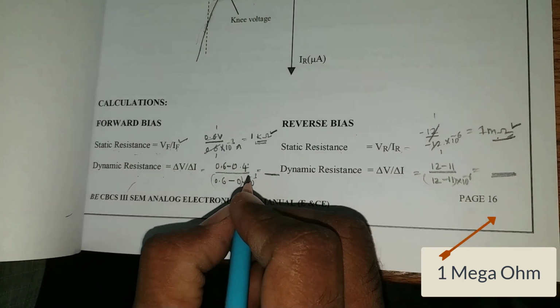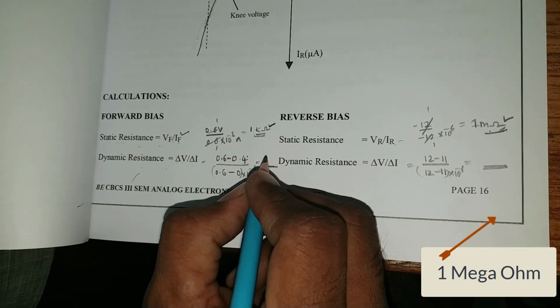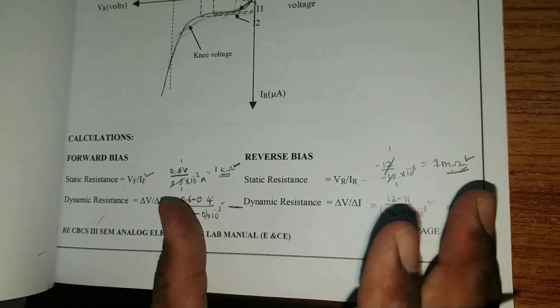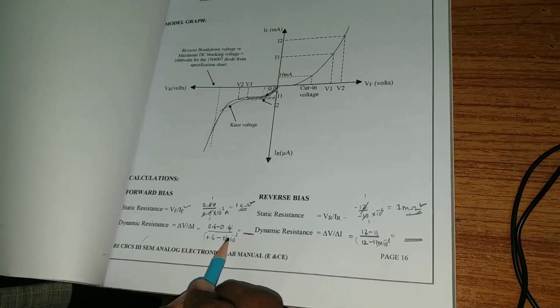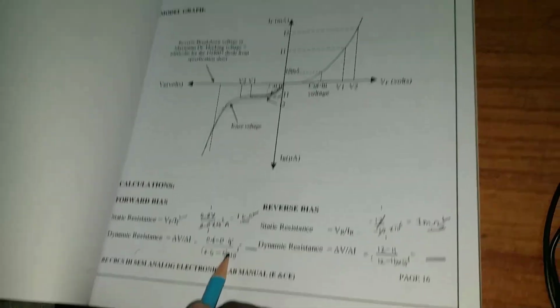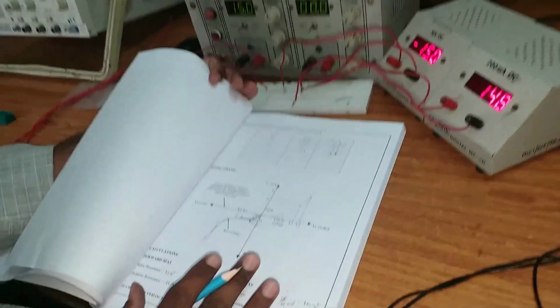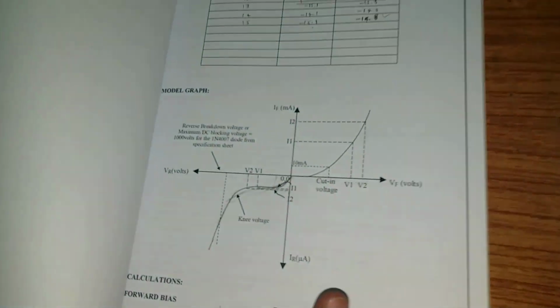Static and dynamic resistance will be in the kilo ohms in the forward condition. In the reverse condition also, we will get mega ohms. So this calculation you can do in the calculator, and you will get the correct idea. So this is the total story about the PN diode, forward bias and reverse bias characteristics.